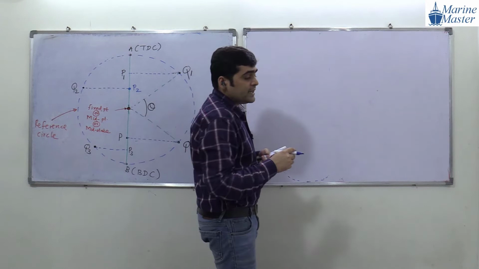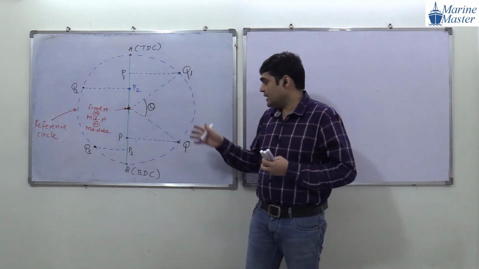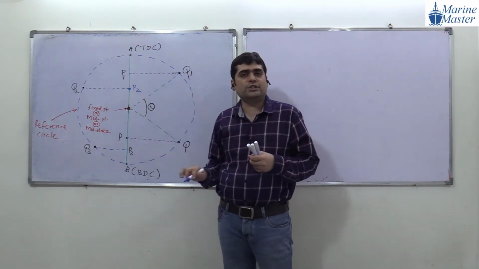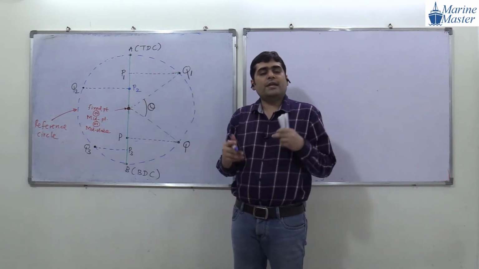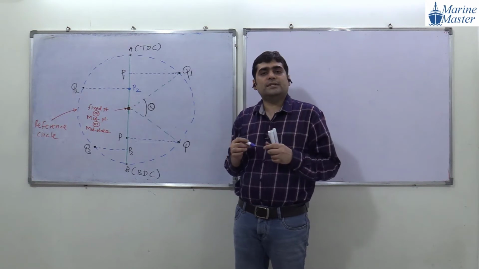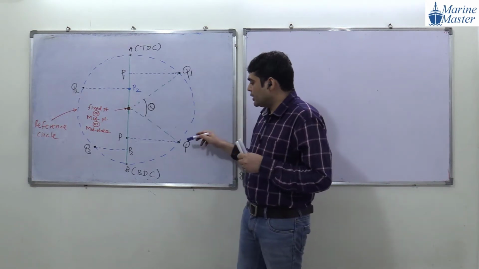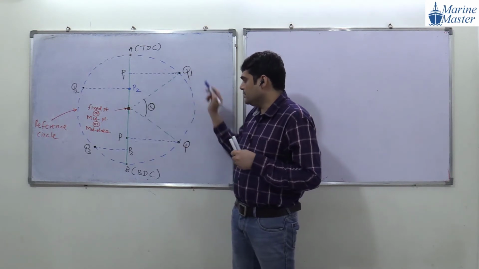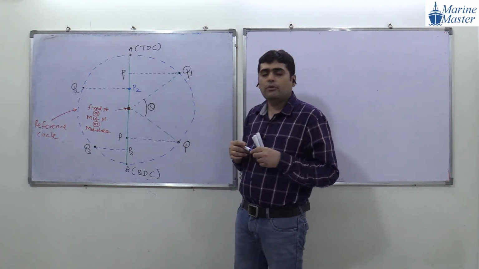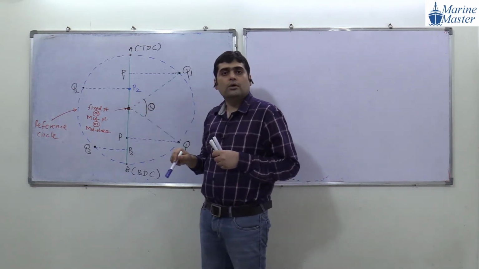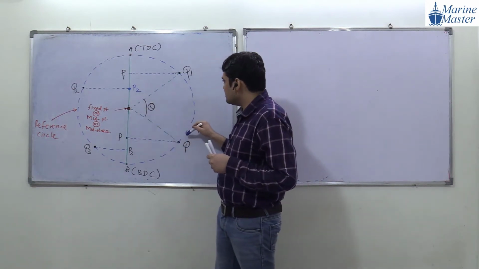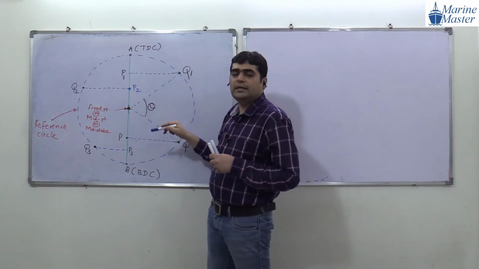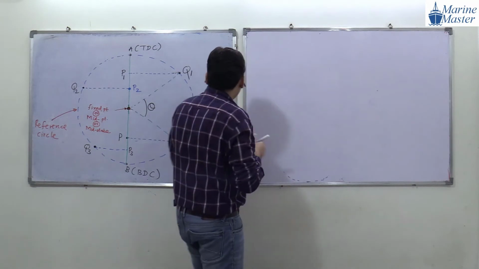I told you point Q is moving with constant angular velocity omega. Whenever we have a constant angular velocity, note this: when point Q reaches from Q to Q1, the corresponding point P reaches from P to P1. Point Q makes how much angle with respect to the center? Theta.